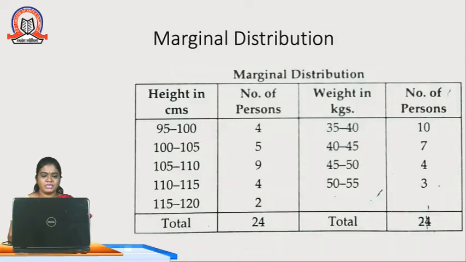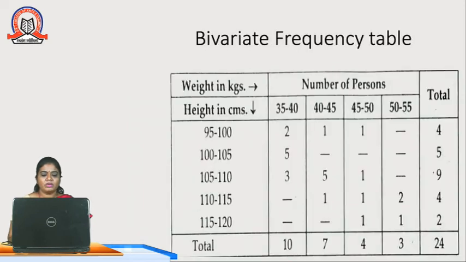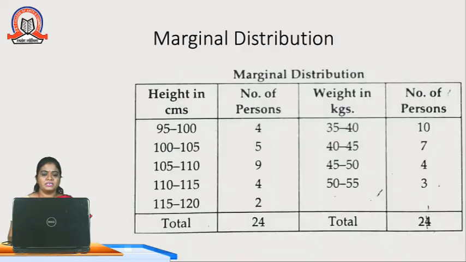From here, we do the marginal distribution, only considering the frequency of the height and weight, making the table. This will give the marginal distribution.